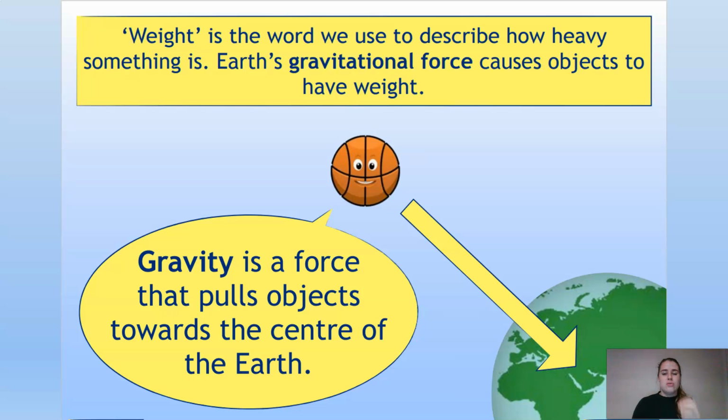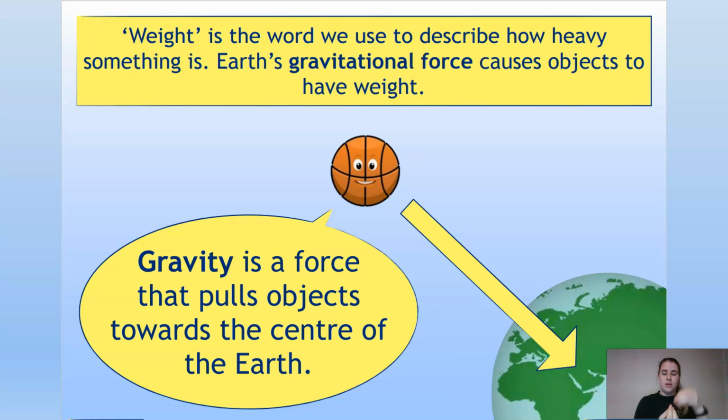Now, the idea of what gravity is: a force. So it's not something you can see or feel or touch. Okay, but it's a force that's within our atmosphere, within our solar system, that pulls objects towards the centre of the Earth. So you imagine like the centre of Earth's got a magnet in it, and we all have the opposite attracting part of that magnet.